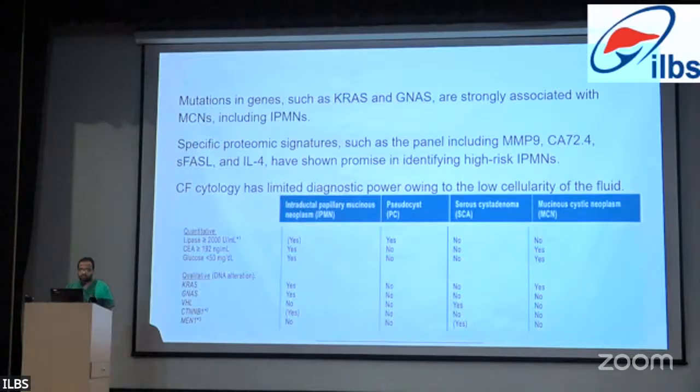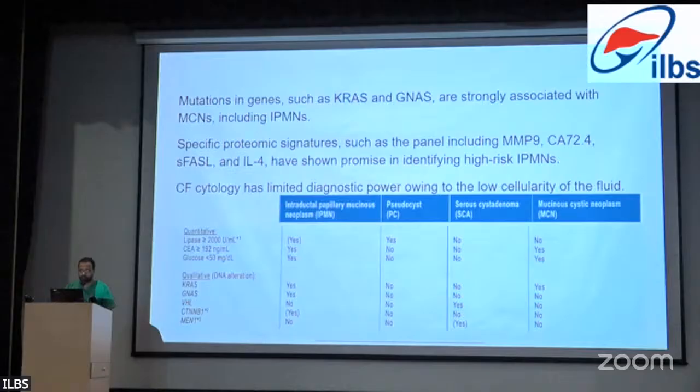Specific proteomic signatures, such as a panel including MMP9, CA72.4, FASL, and IL4, have shown promise in identifying high-risk IPMNs. This table shows the markers. KRAS and GNAS are mainly elevated in IPMNs.